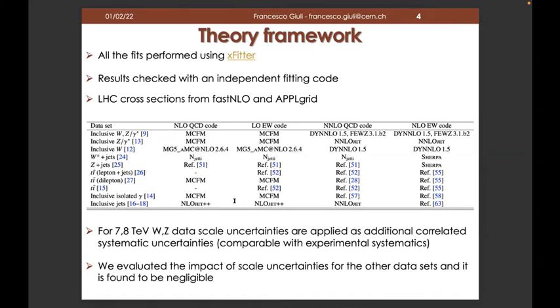As I already told you on my previous slide, this is the first ATLAS PDF fit where we also include scale uncertainty, and they are applied as an additional correlated systematic uncertainty only in the case where the effect is compatible with the experimental systematics. And of course, in this work, we also evaluated the impact of the scale uncertainty for other datasets, but it was found to be negligible.